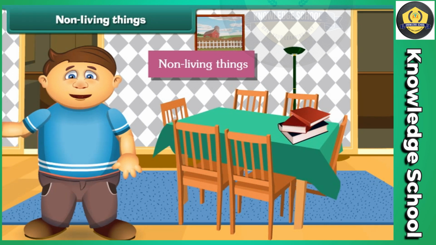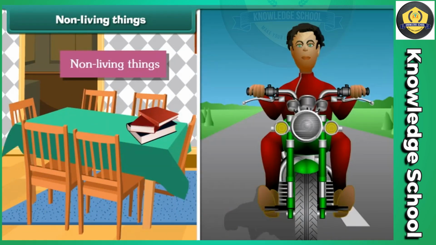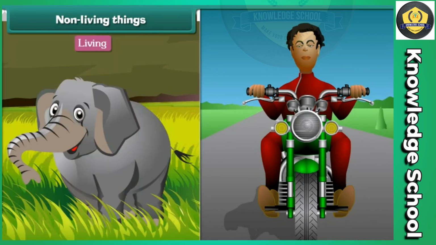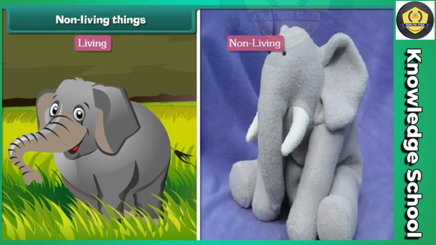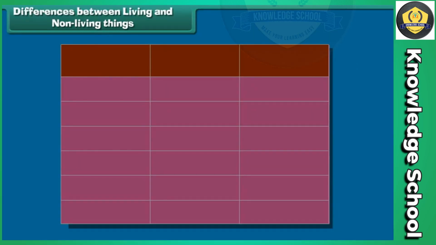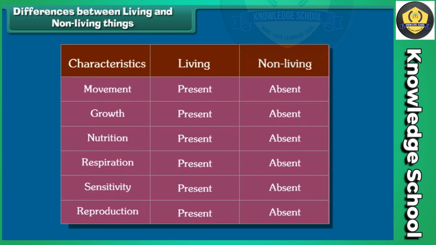Hey friends, now let's know about non-living things. They do not show the features of living things. Here are some examples of non-living things. You will be surprised to know that your father's bike is also a non-living thing. It can move only when it has petrol in it. Like living things, all non-living things do not show growth or reproduction. Here's a chart to show differences between living and non-living things.